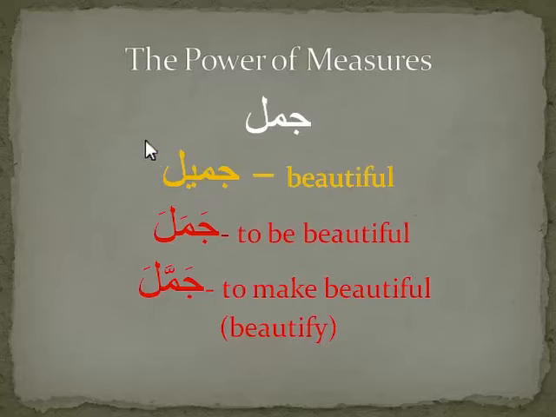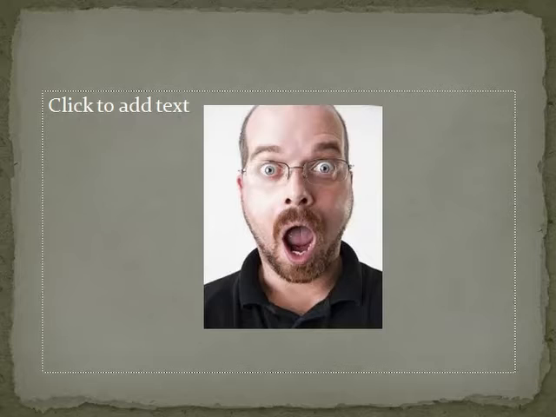So, the adjective, the verb of being that, the verb of causing that, you also would know how to make one who does this and so forth. You already know all these patterns. This is the power of the measures. Isn't it something? Yes. Yes, you're stunned. Okay, let's go on. Another example.